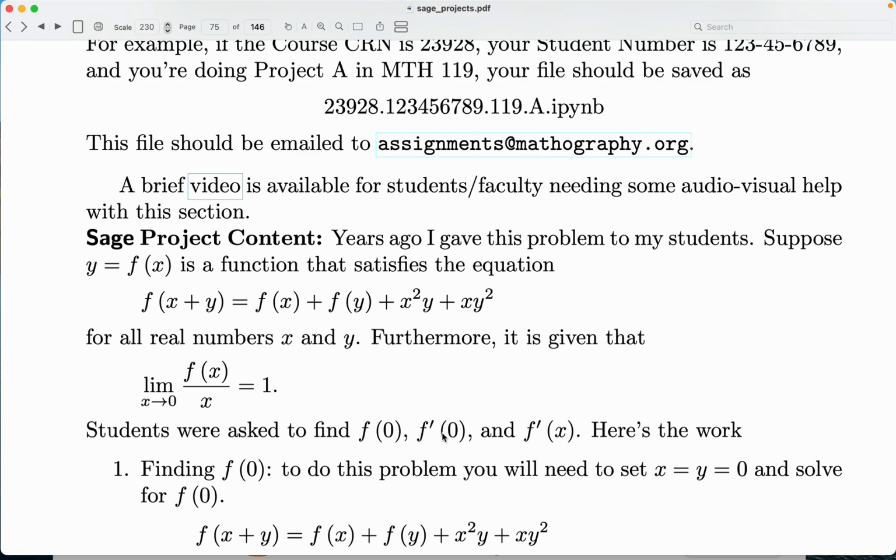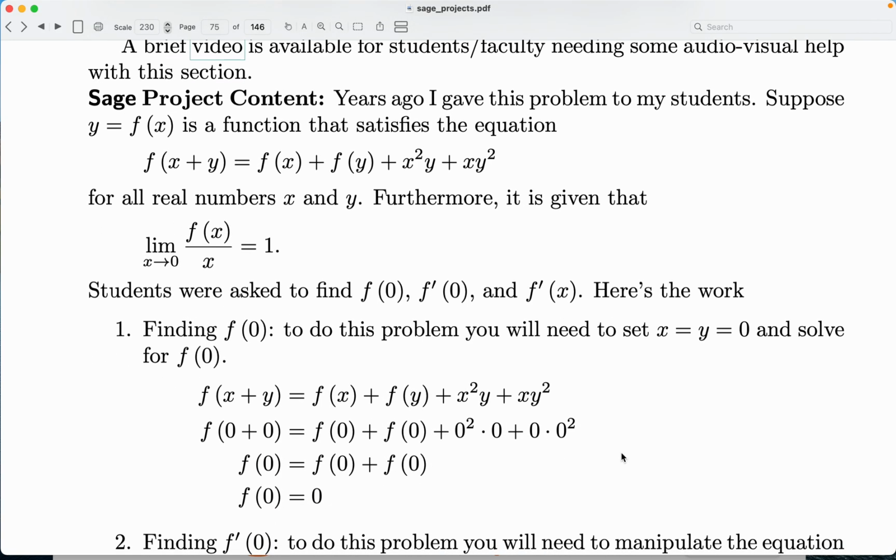Students are asked to find f of 0, f prime of 0, f prime of x. Here's the work, all right? So the expectation is not for me to just talk about this, but for you to do the problem. I say, do it by hand. So the critical thing here is that when you're given a problem, whether it's difficult or not, the first thing to do to approach the problem is with paper and pencil. Try to understand what you're reading.